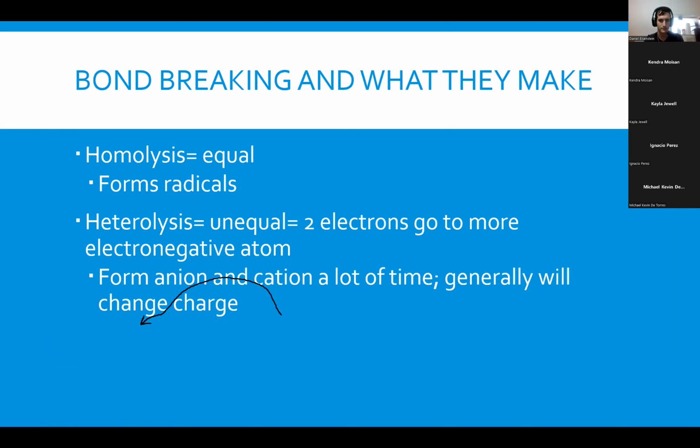Terms for bond breaking. There is homolysis and heterolysis. Homolysis is the breaking of a bond that results in both atoms getting the same number of electrons, one. Okay. Heterolysis is one gets both electrons. Okay.